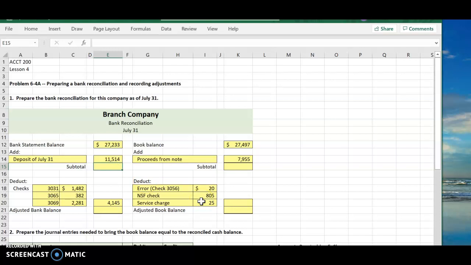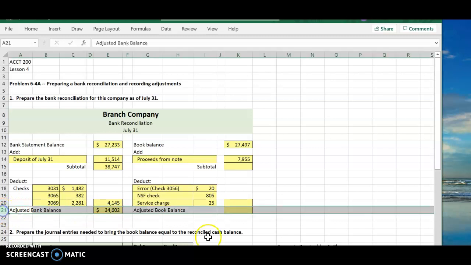So now we'll just go ahead and add everything up. I'm going to sum these two. It's asking for a subtotal there. And then from there, I'm going to subtract the outstanding checks. So now it looks like my adjusted bank balance is $34,602. So my goal at the end of my reconciliation is for my adjusted bank balance and my adjusted book balance to be the same number.